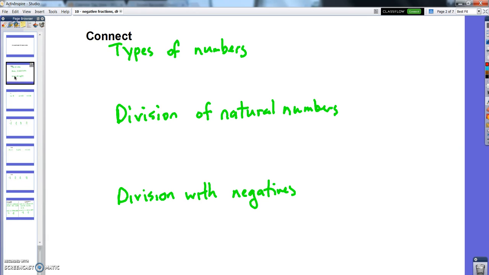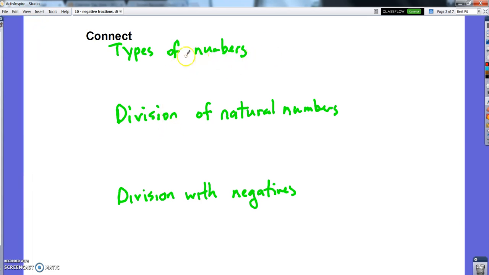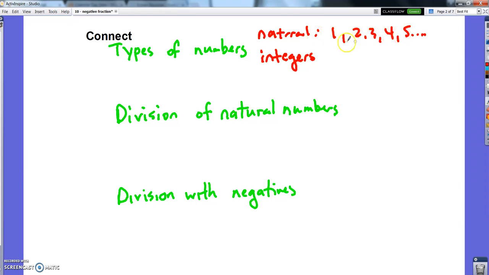Alright, a couple things I want to review today. We've talked about some types of numbers. So we talked about the natural numbers. And those were like the counting numbers, 1, 2, 3, 4, 5, and so on. We also talked about integers. That was all of these plus 0, and their opposites. So these were new when we started talking about negative numbers.